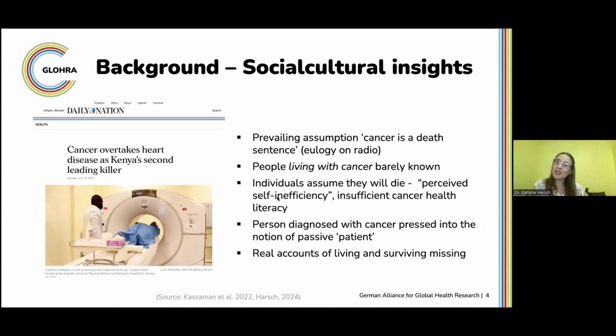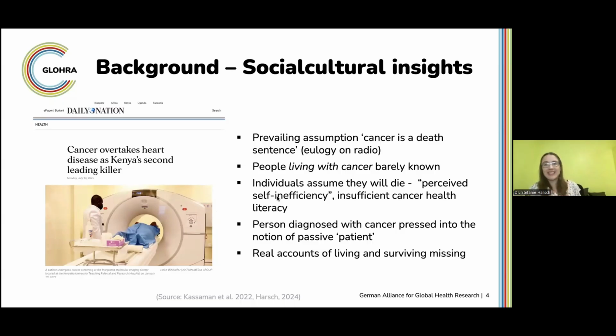When we dive deeper and not only look at the epidemiological side, but the social cultural side, then we see that there's a prevailing assumption that cancer is a death sentence. And funeral celebrations are a big social event in Kenya, and often it's announced that someone died of cancer. And there are even eulogy speeches on the radio when people talk about someone dying of cancer. So everyone knows that people die of cancer, but people living with cancer are barely known.